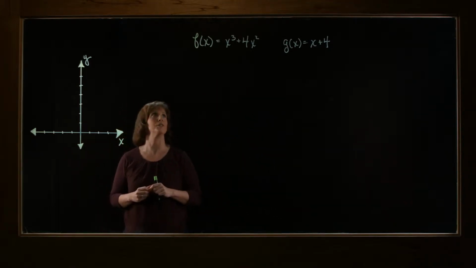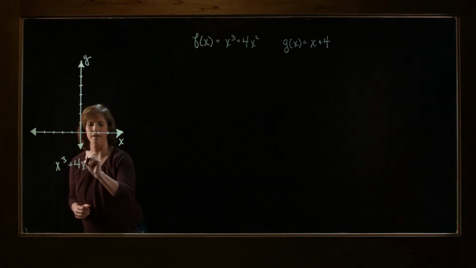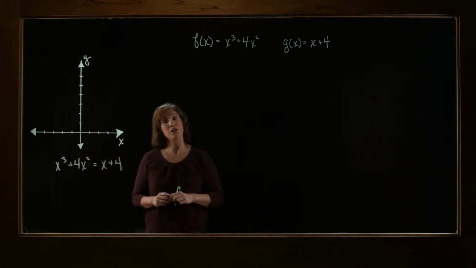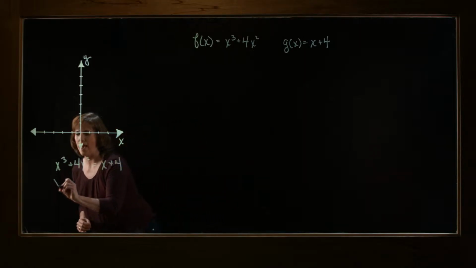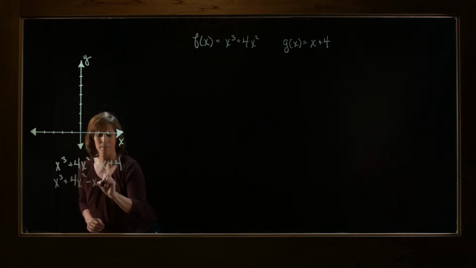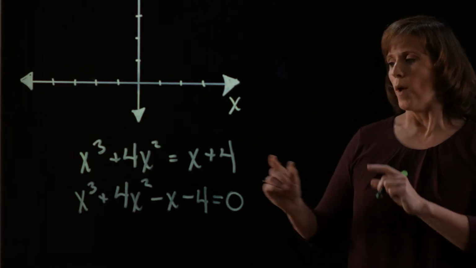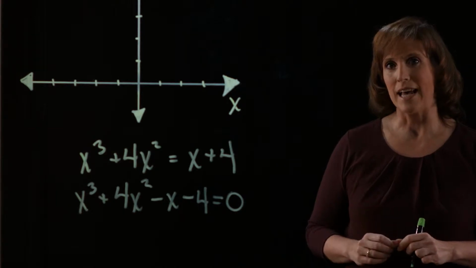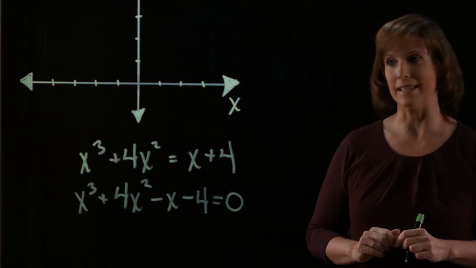You set the two equal to each other. So we're going to have x cubed plus 4x squared equals x plus 4. Now this is a cubic, so to solve the equation, we're going to move everything to one side. So I'm going to have x cubed plus 4x squared minus x minus 4 equals 0. Now, I have a cubic that I want to factor. Don't forget about the factoring technique called grouping. We don't use it a lot, but it's exactly what we need in this case.